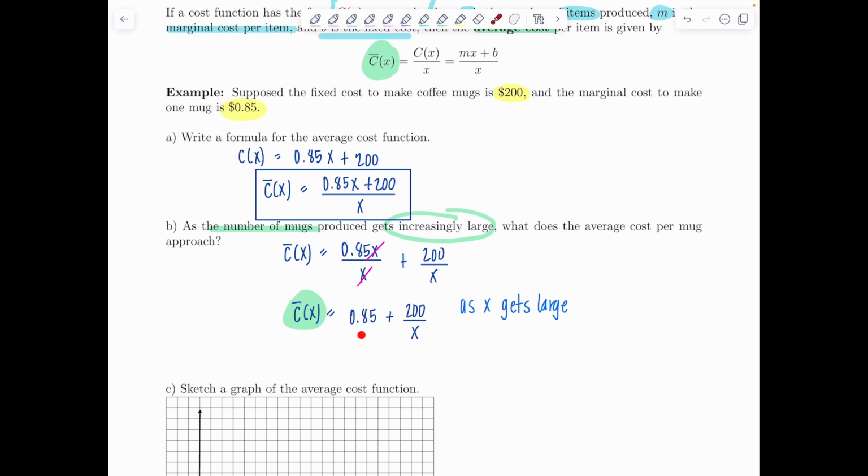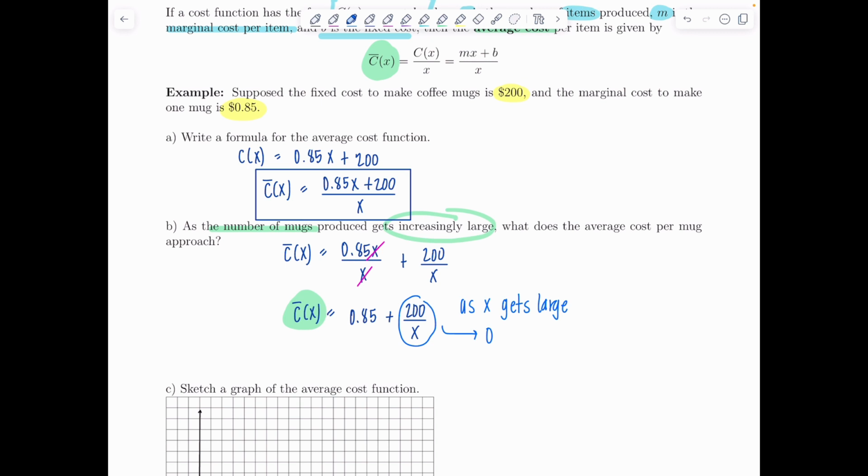0.85 will not change. That's a constant. This denominator is getting bigger, bigger, bigger. Think, what happens when you divide by something getting bigger, bigger, bigger? 200 divided by 10 compared to 200 divided by 1,000 compared to 200 divided by 1,000,000, 200 divided by 1,000,000,000. Can you see what's happening? 200 divided by x will approach 0. It'll get tiny, tiny, tiny, tiny and become insignificant.